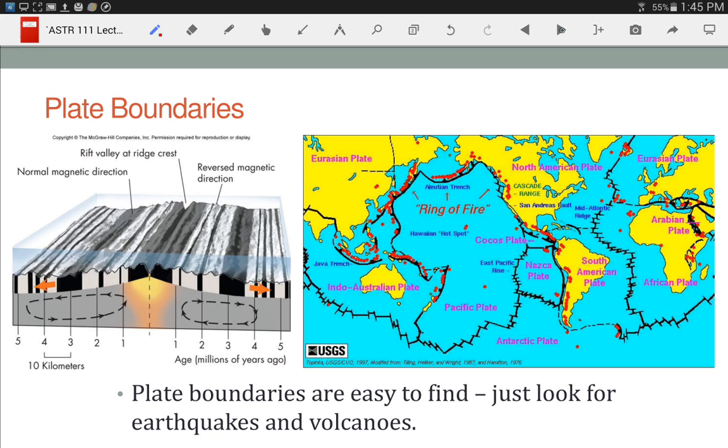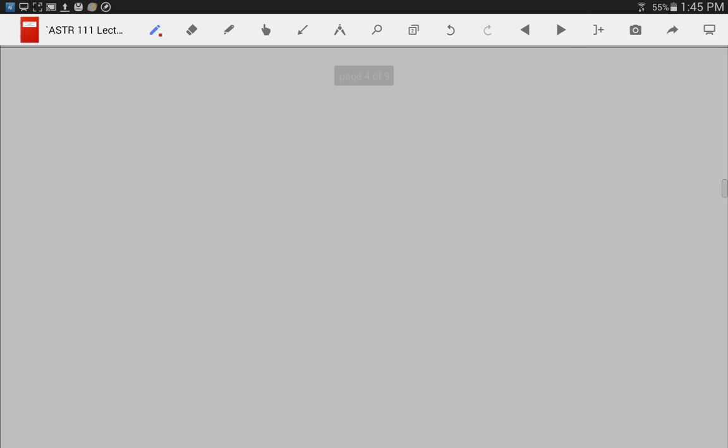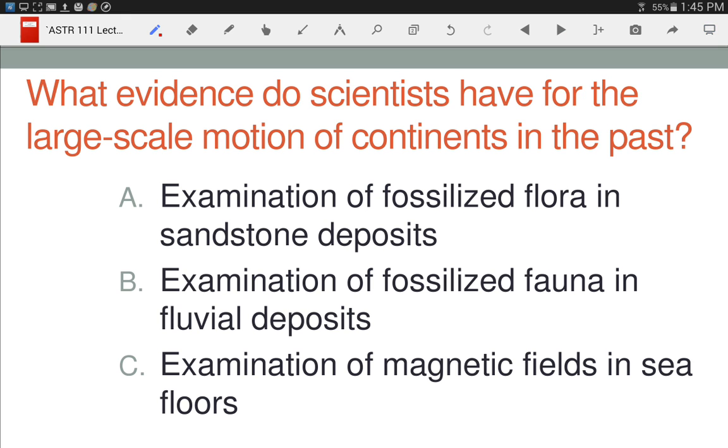And now our first clicker question, just to check if people have paid attention for the last 4 minutes. What evidence do scientists have for the large-scale motion of continents in the past?